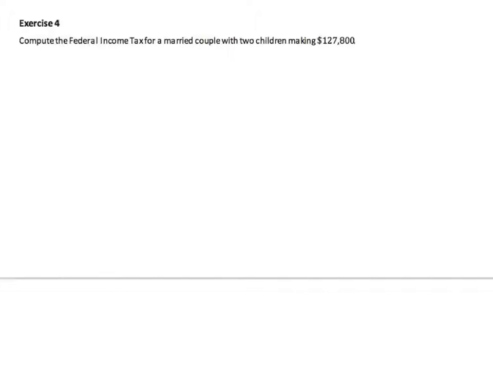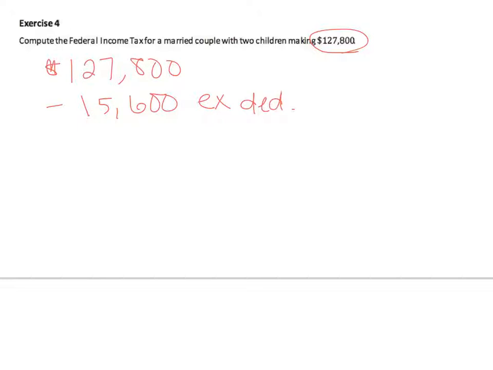Compute the federal income tax for a married couple with 2 children making $127,800. First, we need to figure out what the taxable income is. So we're going to take away the deductions. Married with 2 children, look it up on the chart. I need to subtract 15,600. That's our exemption deduction. And then the standard deduction, so 127,800 minus 15,600 minus 12,200. $100,000 is their taxable income.